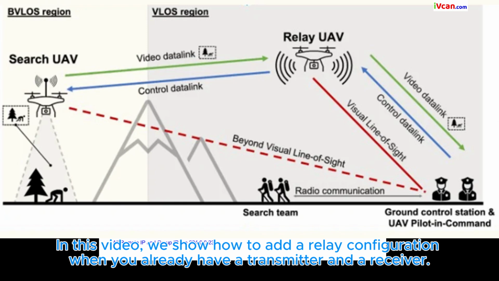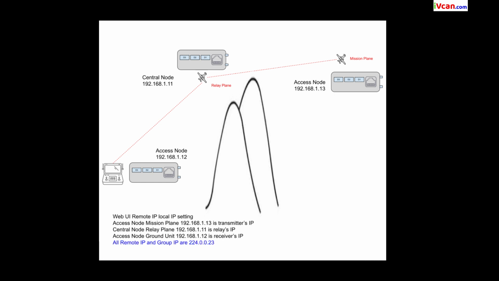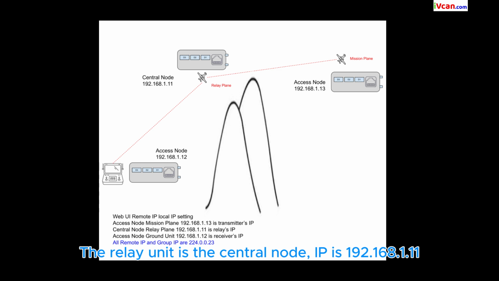In this video, we show how to add a relay configuration when you already have a transmitter and a receiver. The local IP is the IP address of the device itself. The relay unit is the central node.